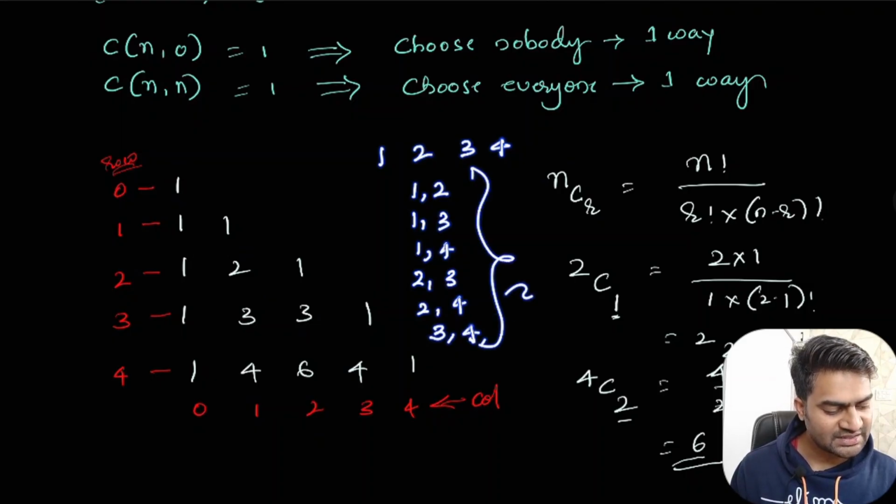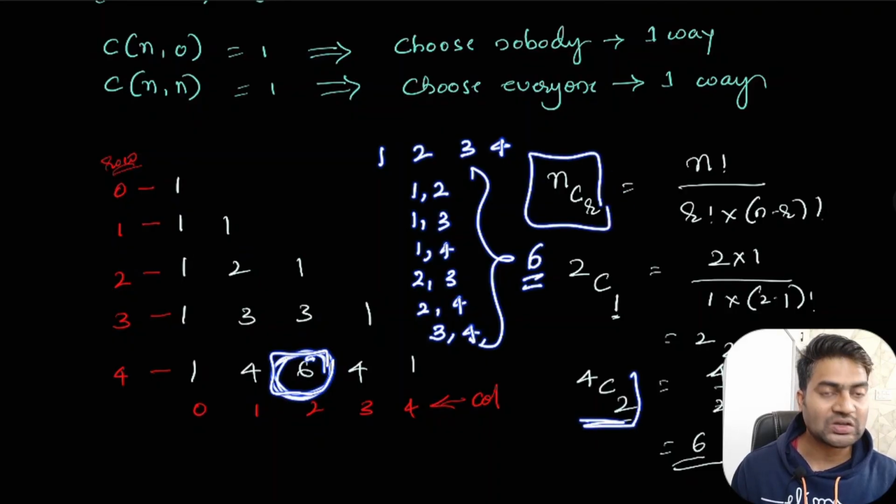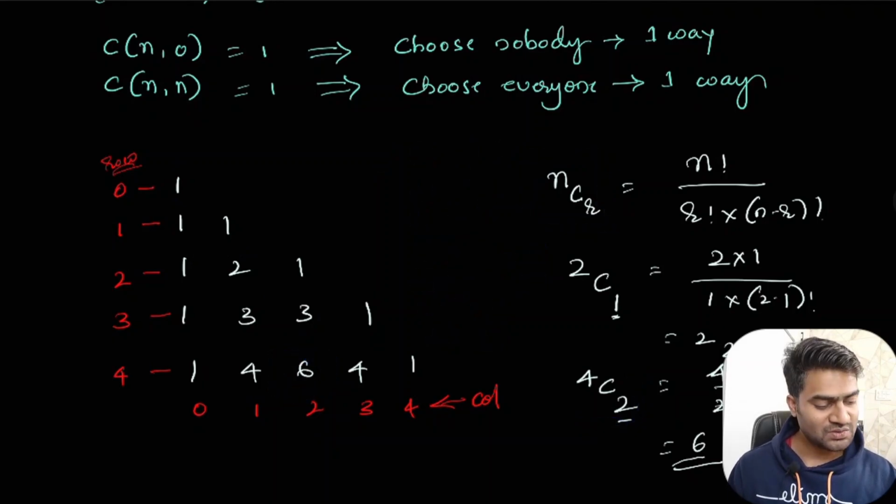There are 6 ways, right? So this is what this number represents. So this is the simple intuition. If you remember this intuition, then any cell will represent this particular formula, so you can easily use this. With that, now let us look into the brute force approach, how we will find this particular triangle.